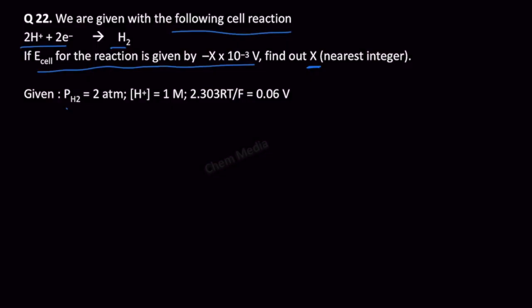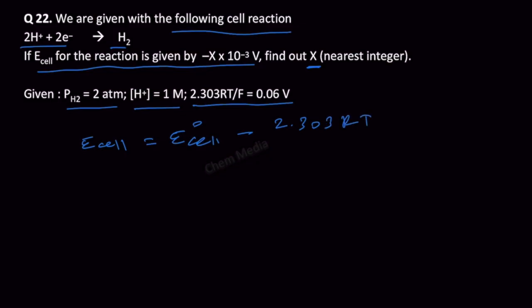Partial pressure of H2 is given as 2 atm. H plus ion concentration is given as 1 molar, and this is the term that we use in the Nernst equation. We know that we can use the Nernst equation to calculate the EMF of a cell, whether it is a full reaction or a half cell reaction. Therefore E cell is equal to E cell naught minus 2.303 RT by nF log Q.